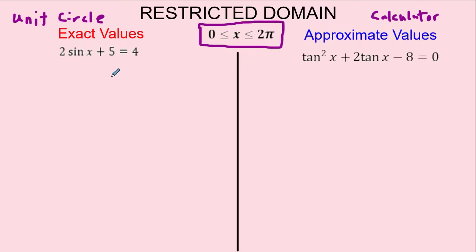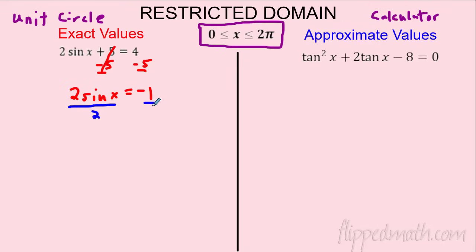All right, let's solve this one. Just like any equation, I want to get x by itself, so I'm going to start working backwards. Let's subtract 5 from both sides. It's just like a normal equation. Those cancel out, and we're looking at 2 sine x equals -1. Then we just divide both sides by 2, so we're getting that trig function by itself. Now the sine of x is going to equal -1/2.